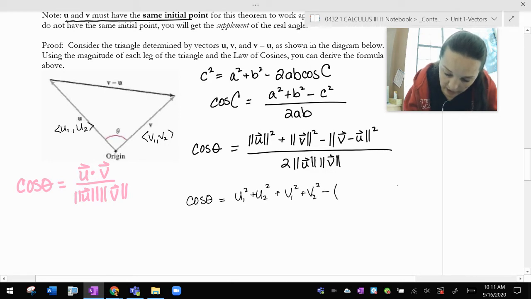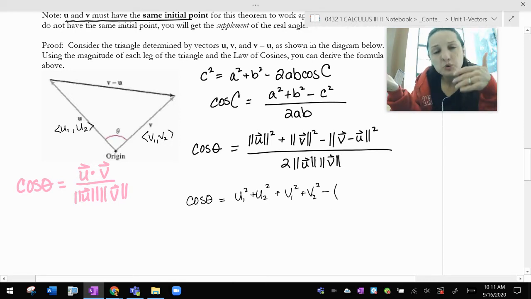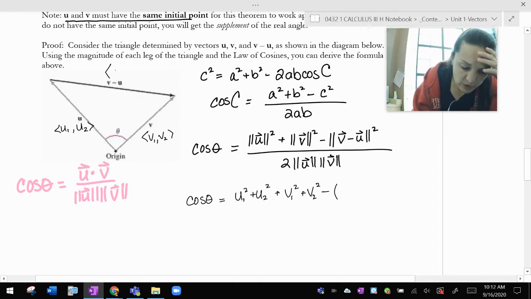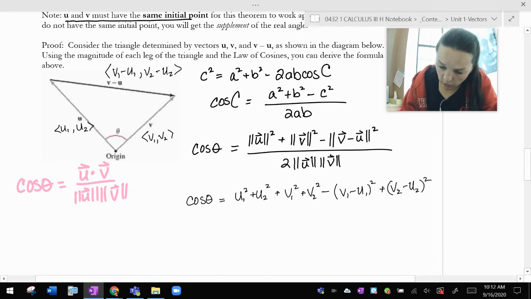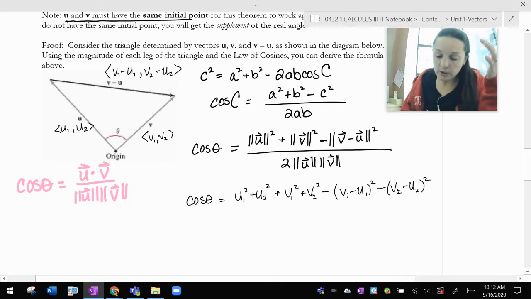And then, okay, so v minus u is up here. And when I subtract vectors, I just subtract their components. So this would be v1 minus u1, v2 minus u2. And so if I do that, those magnitudes squared would be v1 minus u1 squared plus v2 minus u2 squared. But I'm supposed to subtract that whole vector, so I'm just going to distribute the minus sign over to here.